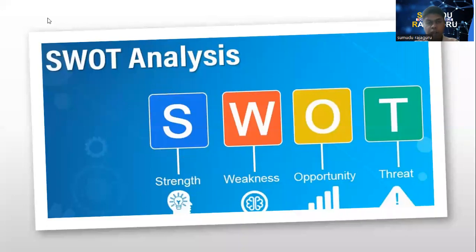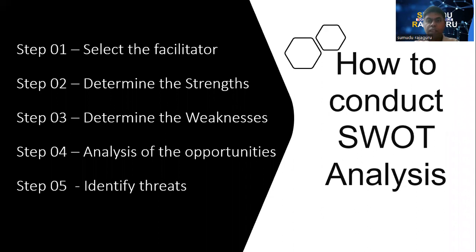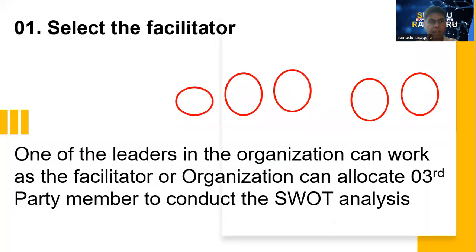Right. Now, when we conduct SWOT analysis, we have to go through 5 steps. What are those 5 steps? Step one is select the facilitator. Step two is determine the strength. Step three, determine the weakness. Step four, analysis of the opportunities. Step five, identify threats. Now I am going to explain these 5 steps one by one.